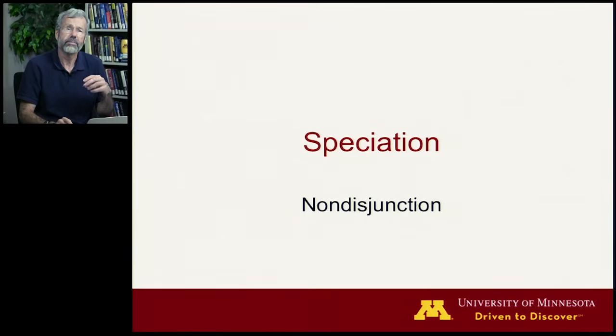The next topic I want to cover today is called nondisjunction, and this will help to appreciate the details that we went into looking at what causes hybrid sterility in mules, because that involved unpaired chromosomes. This is a way that we can have extra chromosomes in a cell even without being hybrids.